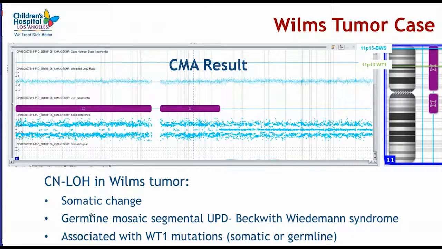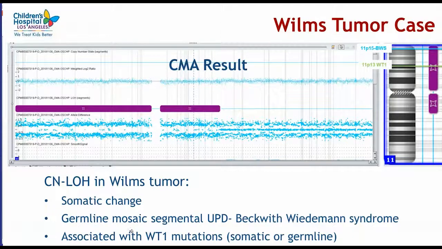And the second possibility is that this is a germline uniparental disomy. Germline segmental paternal uniparental disomy is associated with Beckwith-Wiedemann syndrome. Sometimes the patient's phenotype may not be obvious. Some of these patients do not have an established diagnosis. However, they do have increased risk of Wilms tumor, and so you always have to make sure to exclude the possibility of germline, mosaic, segmental UPD. And then finally, copy neutral LOH in 11p in Wilms tumor could be associated with WT1 mutation, which again can be either somatic or germline.